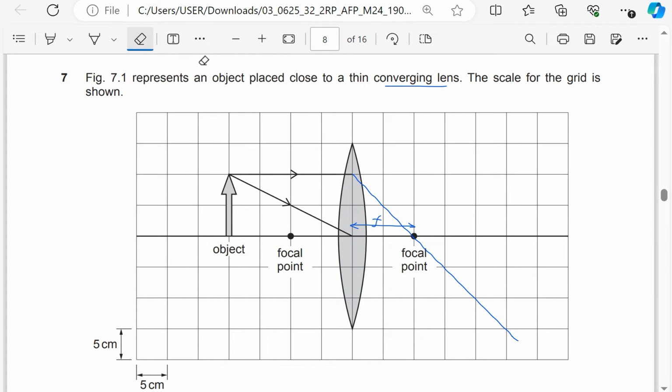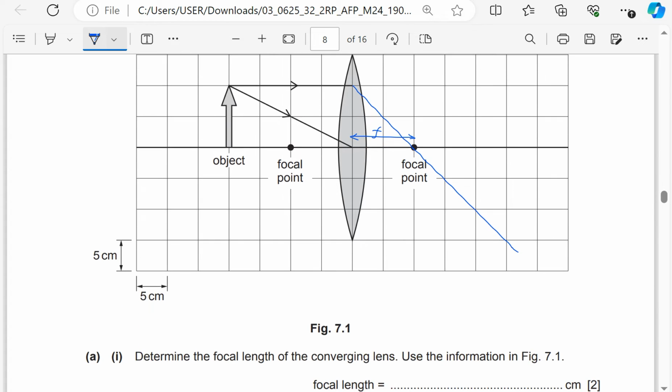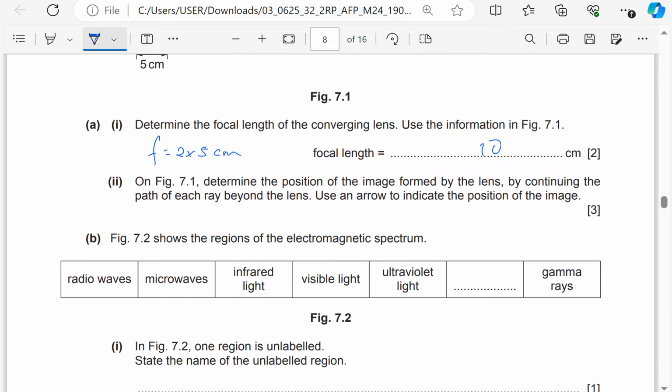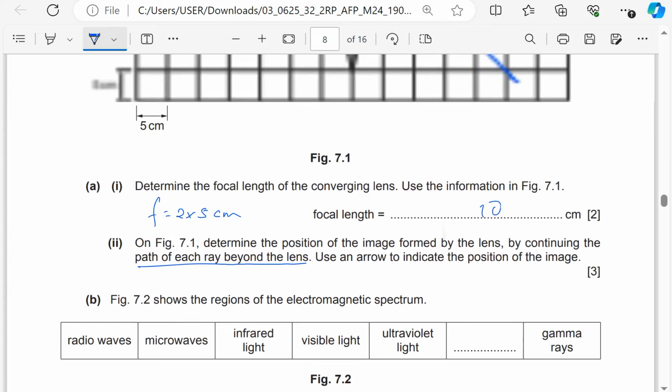And the focal length, we are seeing there are two boxes. Remember, each box is 5 centimeters. So because there are two boxes, the focal length is going to be 2 times 5. So F is 2 boxes times the value of each box, which is 5 centimeters, which gives us 10. On the figure, draw the position of the image formed by the lens by continuing the path of each ray beyond the lens. Use an arrow to indicate the position of the image.